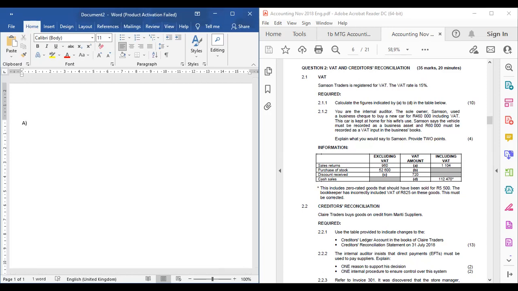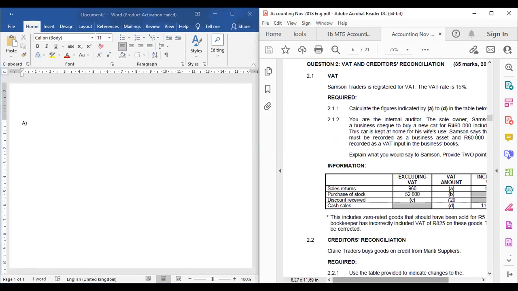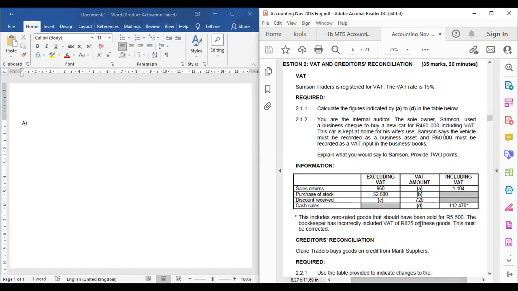right? So we have information: sales returns, purchase of stock, discount received, and then they put an asterisk here. Let me try to zoom in on this question. They put an asterisk here. This includes zero-rated goods that should have been sold for 5,500. The bookkeeper has incorrectly included VAT of 825 on these goods. This must be corrected, right?